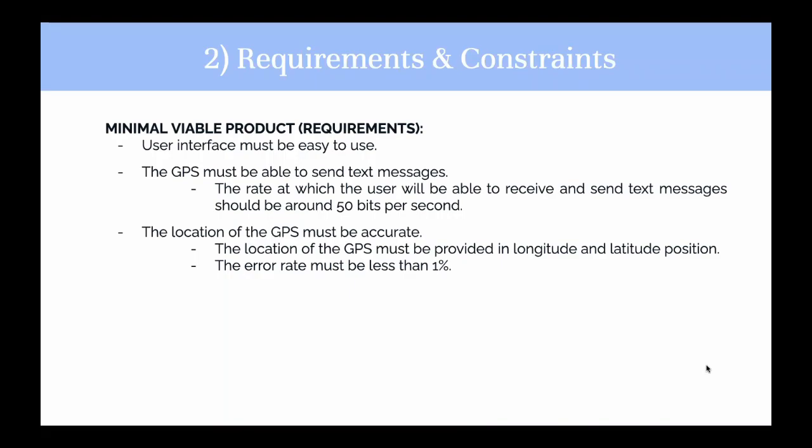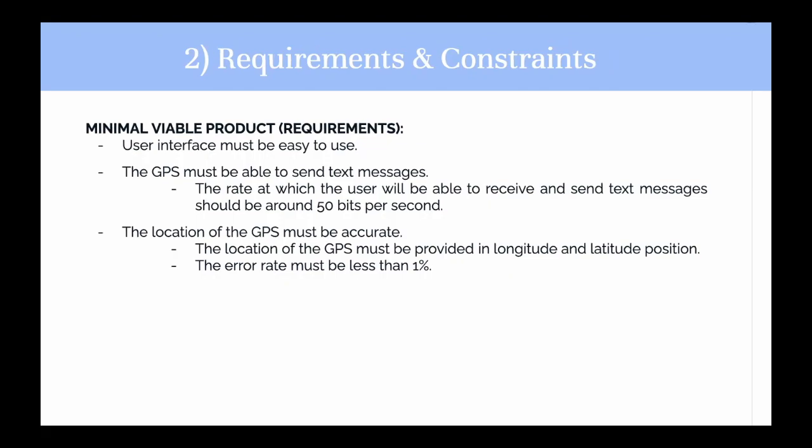Hello, my name is Nabiha and I'll be doing the requirements and constraints for GeoBud. For the minimum viable product, the requirements are: the user interface must be easy to use. The GPS must be able to send text messages to the phone that it's connected to, and the location of the GPS must be accurate. The location must be provided in longitude and latitude coordinates with an error rate of less than 1%. All three of these minimum viable product requirements have been met for our GeoBud, hence successfully solving the problem posed in the problem statement.